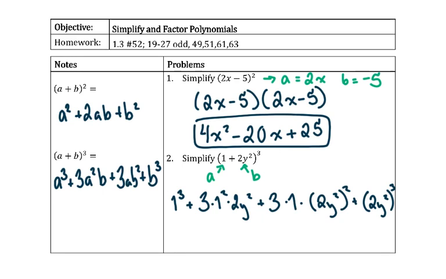The nice thing with a being 1 is that it's easier to simplify. We've got then 1 plus 3 times 1 times 2y squared, which is 6y squared, plus 3 times (2y squared) squared, so 3 times 4y to the 4th, which would then be 12y to the 4th.